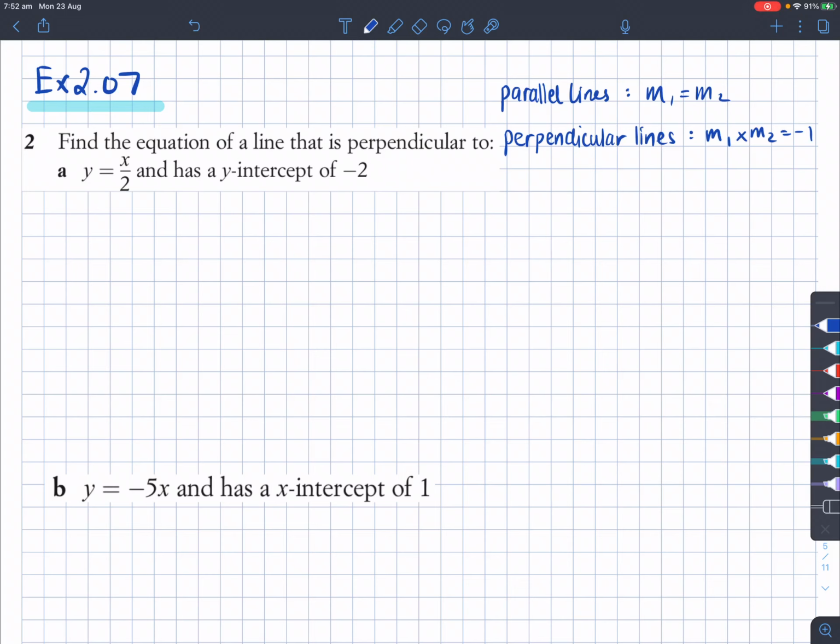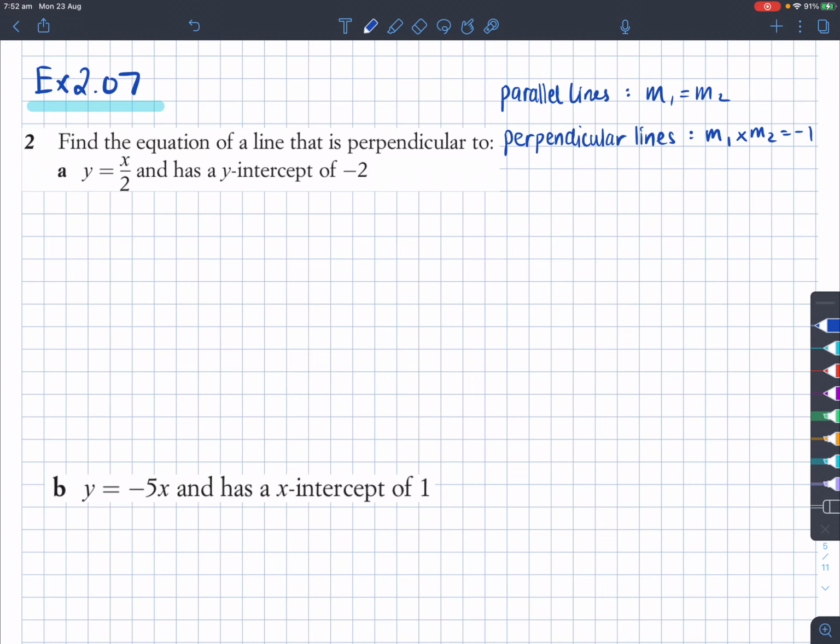Hey everyone, today's lesson is all about finding the equation of a perpendicular line. So for question 2, our first example, find the equation of a line that is perpendicular to y equals x over 2 and has a y-intercept of -2.